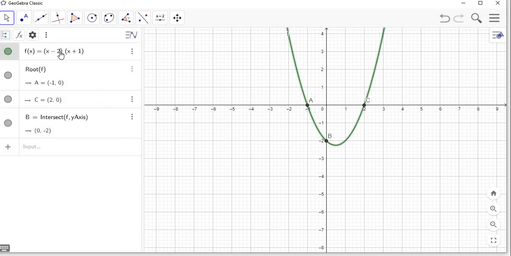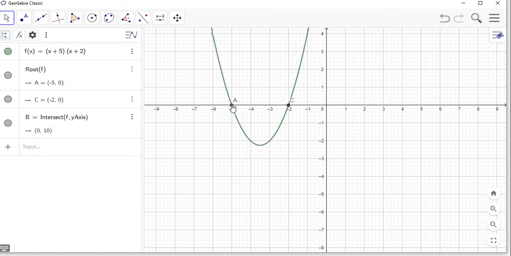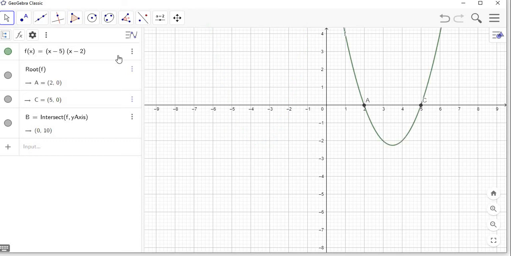If we were to change the values here so that they were both positive, it now cuts the x-axis at the values minus 5 and minus 2. If they were both negative, it cuts the x-axis at 2 and 5.